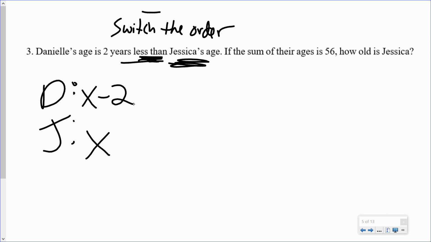So now from here it says the sum of their ages is 56. I'm going to give you a minute or so and try and finish the question on your own.